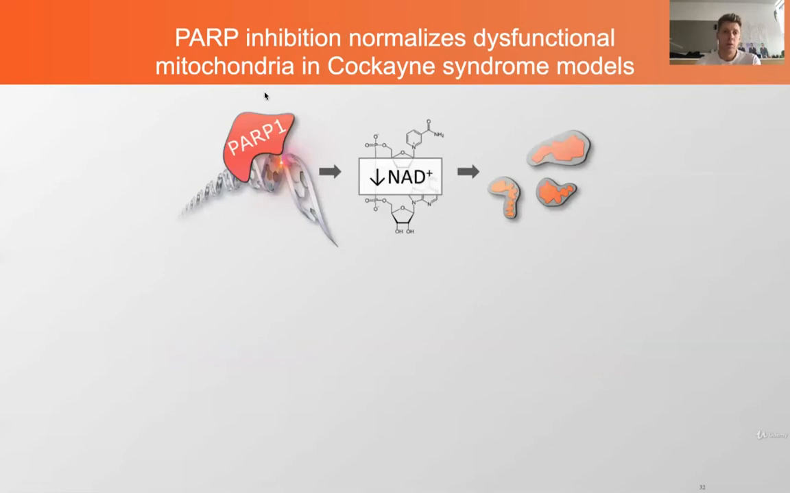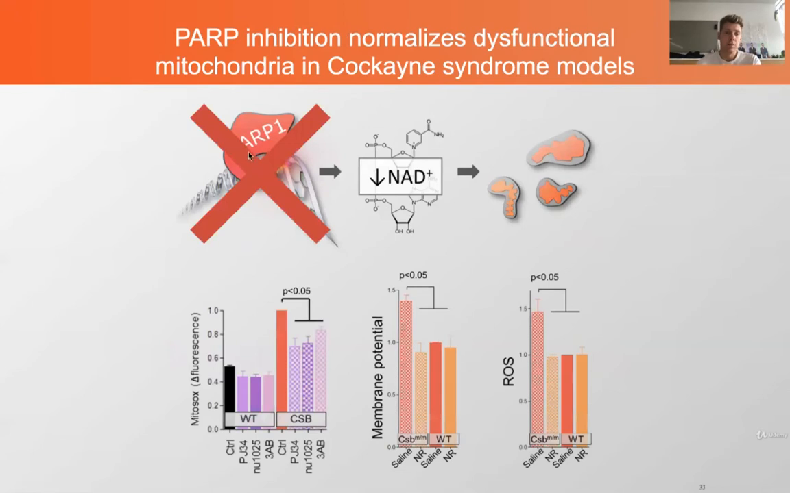And so the idea is that PARP activation leads to loss of NAD, and then that could lead to mitochondrial dysfunction. And indeed, if we inhibit PARP1, we reduce mitochondrial superoxide production, so reactive oxygen species from the mitochondria. We also normalize the membrane potential of mitochondria in CSB deficient mice if we give them a precursor for NAD, and we normalize reactive oxygen species generation in mitochondria isolated from the cerebellum of the mice.